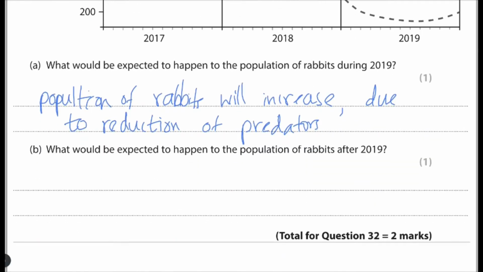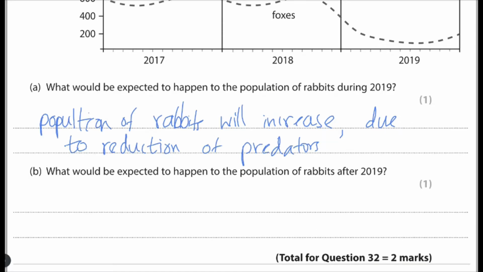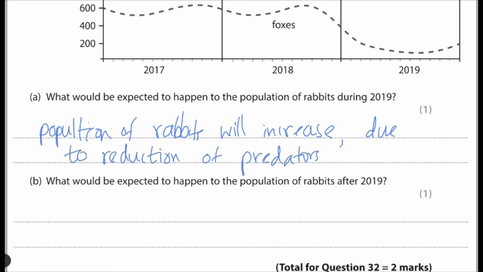What would be expected to happen to the population of rabbits after 2019? Now you can see a gradual increase in the foxes, so definitely they will increase naturally, so that after 2019 the population of rabbits will stop increasing, or it will come to a kind of constant value, and after that it will start decreasing once again. So we will write down that.